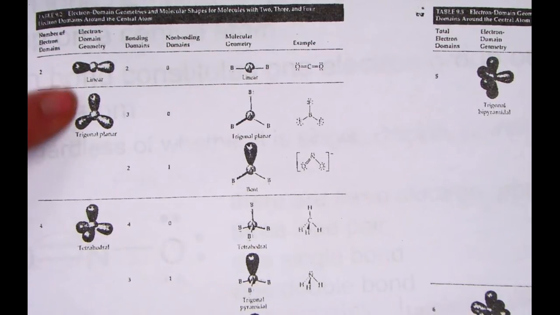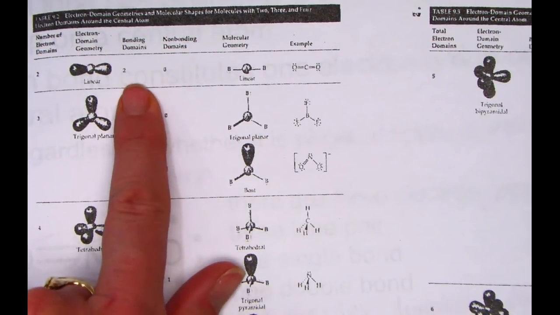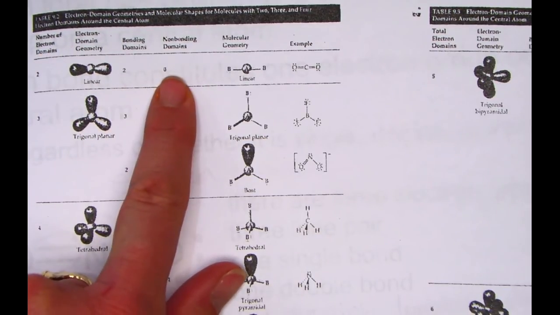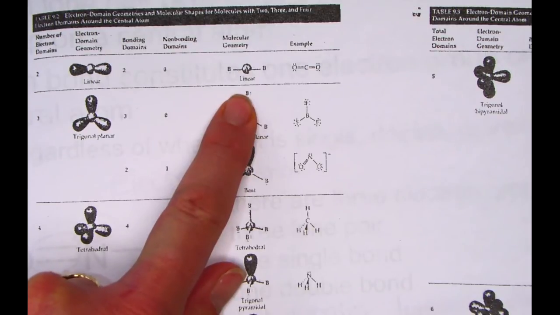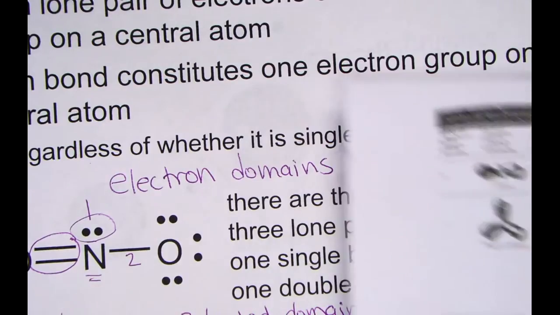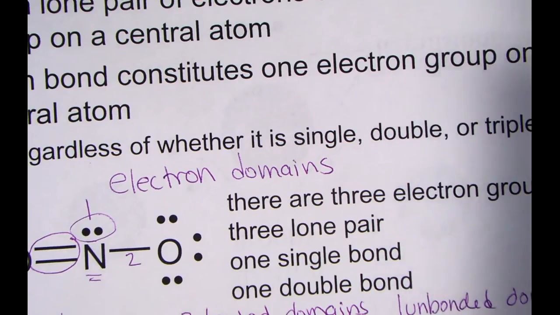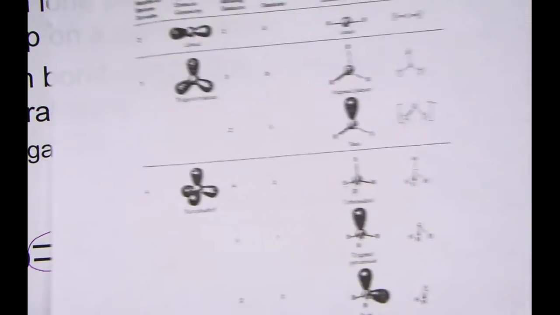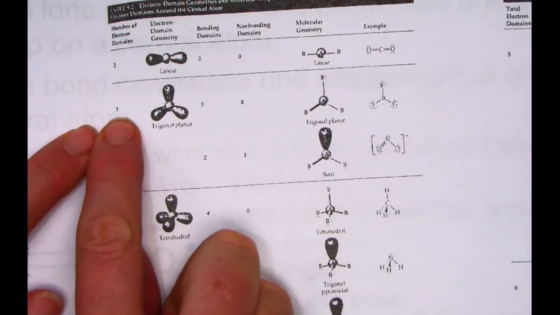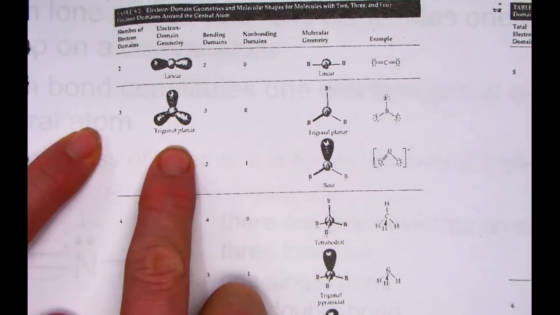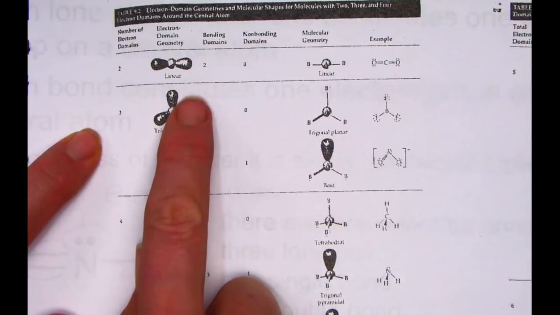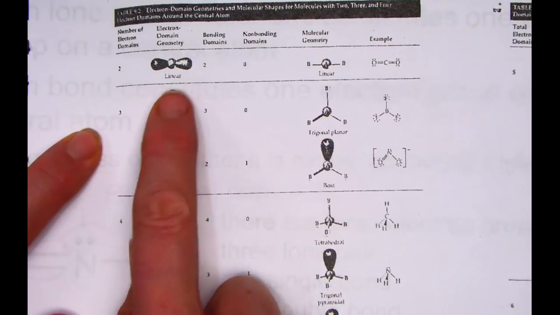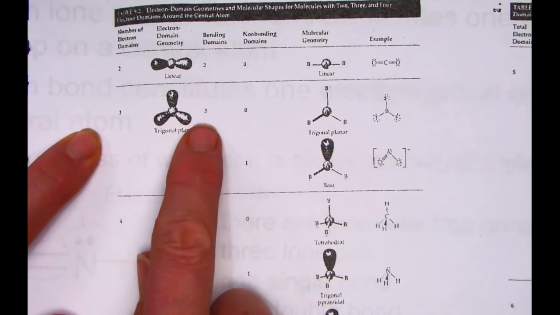Notice that what I'm giving you in a chart form is the electron domain geometry. Out of that, how many are bonded, how many are unbonded, and the shape of the molecule. In the previous example, we had three electron domains, two bonded, one unbonded. Using my chart, three electron domains is best described as a trigonal planar geometry. Those are the electron domains. Think about it, if there's three points in a triangle, those would create the largest space between those electron domains.